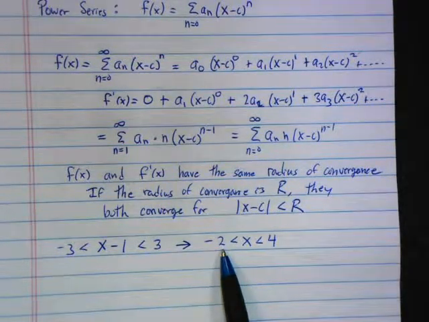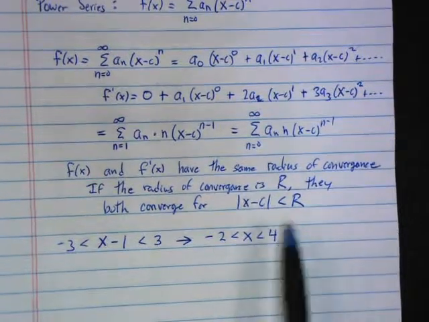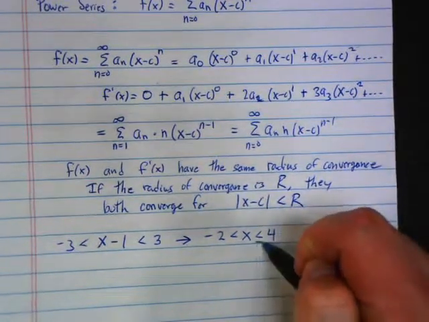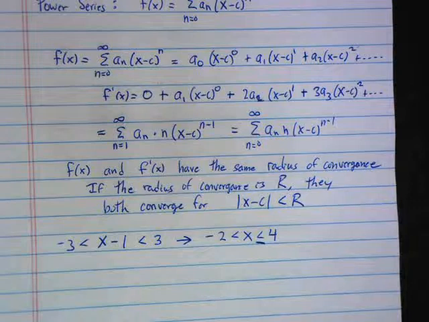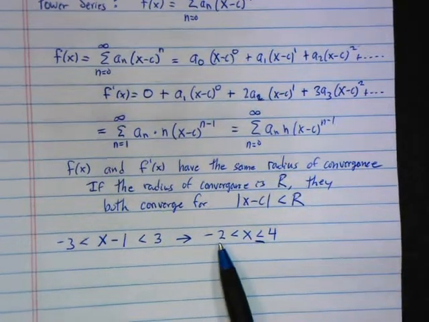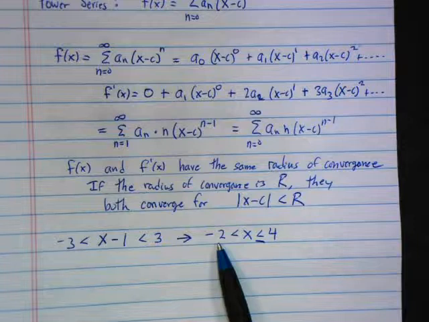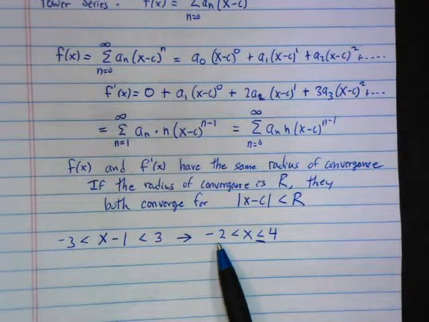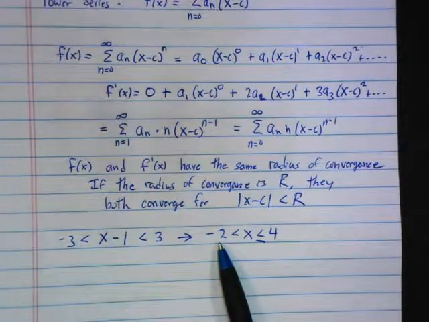Sometimes we saw that maybe the series will converge when x equals 4, but not when x equals negative 2. That can change when you take the derivative. It's possible that the original series might converge at 4, but when you take the derivative, it may no longer converge at 4. Or it can go the other way. The original series might not converge at negative 2, but when you take the derivative, it might converge at negative 2. Again, you would just have to check it to see if it converges at the endpoints or not.